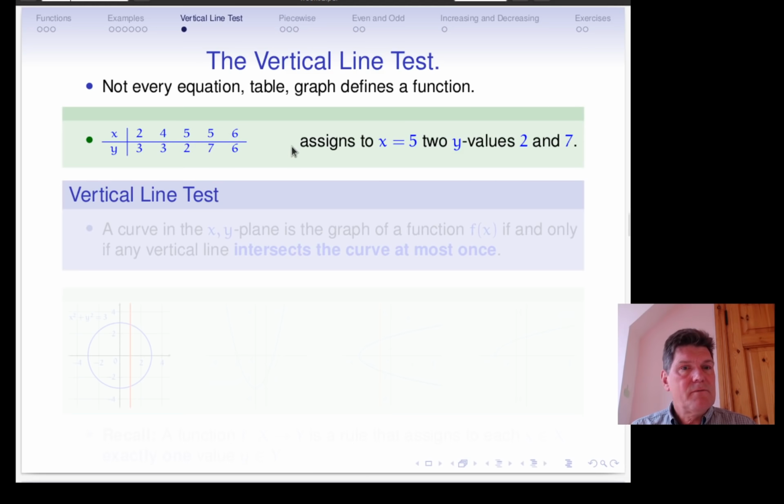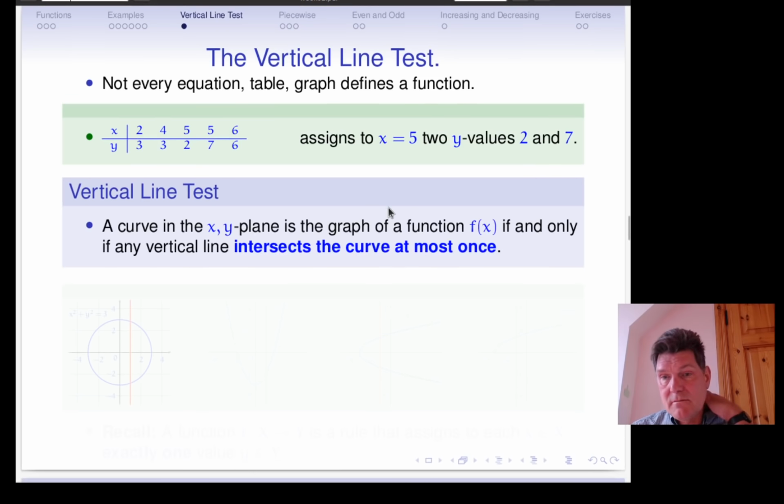This phenomenon can be described in geometric terms as the so-called vertical line test. When your function is given as a curve in the plane, or when your x and y values are given as a curve in the plane, then one can decide whether the resulting graph is the graph of a function by applying the vertical line test.